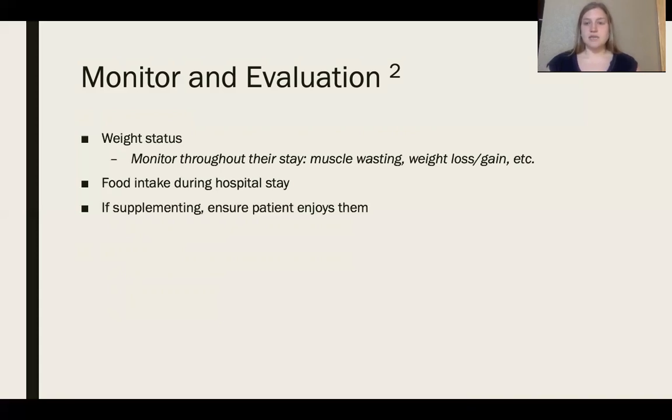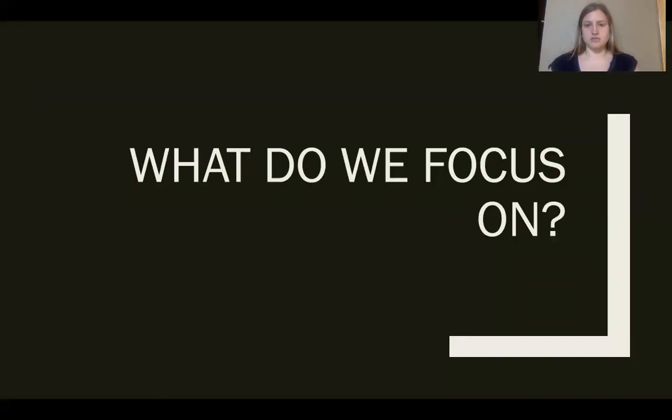If supplementing, making sure that the patient enjoys them. I know, as all of us have worked in the hospital setting, a lot of patients either do like them or don't, so just kind of touching base with them to see how they're liking it, if they'd want to change to a different supplement that would meet their needs, or whatever it may be. Checking to see if they also have GI complications.